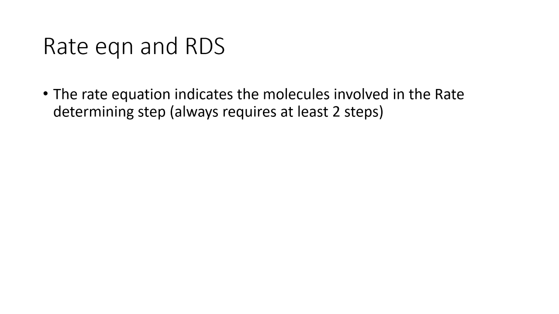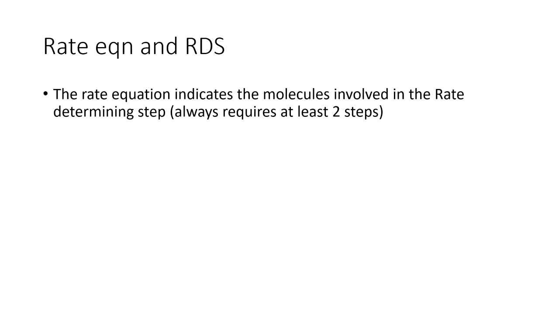So if we have one molecule involved of some substance, then it will be first order in the rate equation. If there were two of them involved in the rate determining step, it would be second order. If there are none involved in the rate determining step, then while it's involved in our reaction, it's not in the rate determining step.